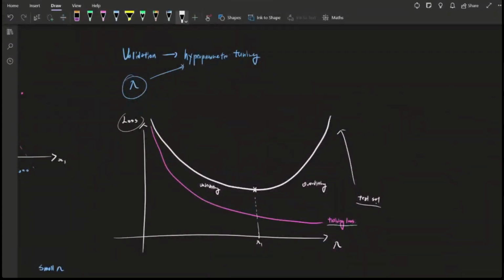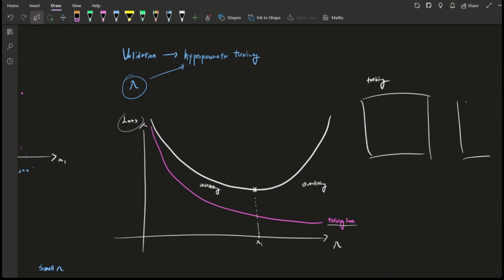And because we do not have access to the test set, we cannot actually plot this curve. We do not know this curve. So instead, what we do is we take a small portion. Let's say our training set is like this. This big box is your training set. And you have maybe some test set outside of the training set, which you do not have access to calculate loss.